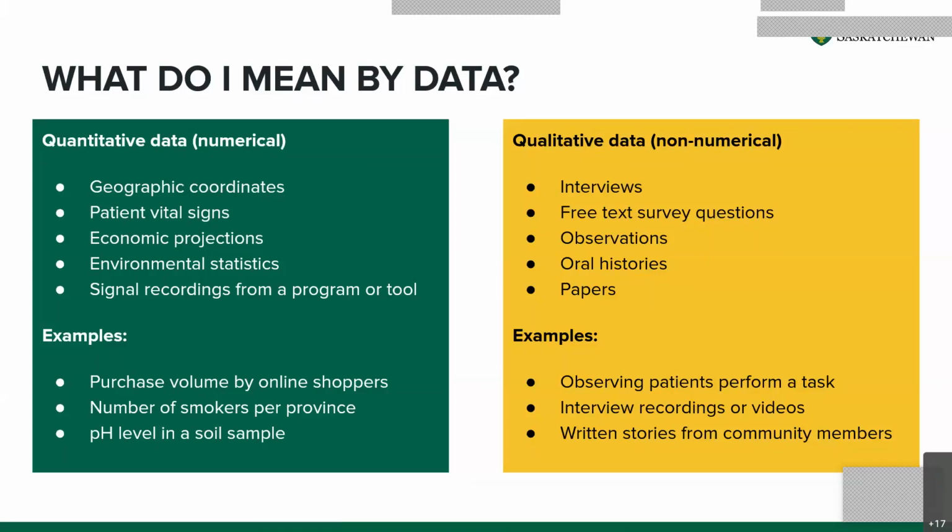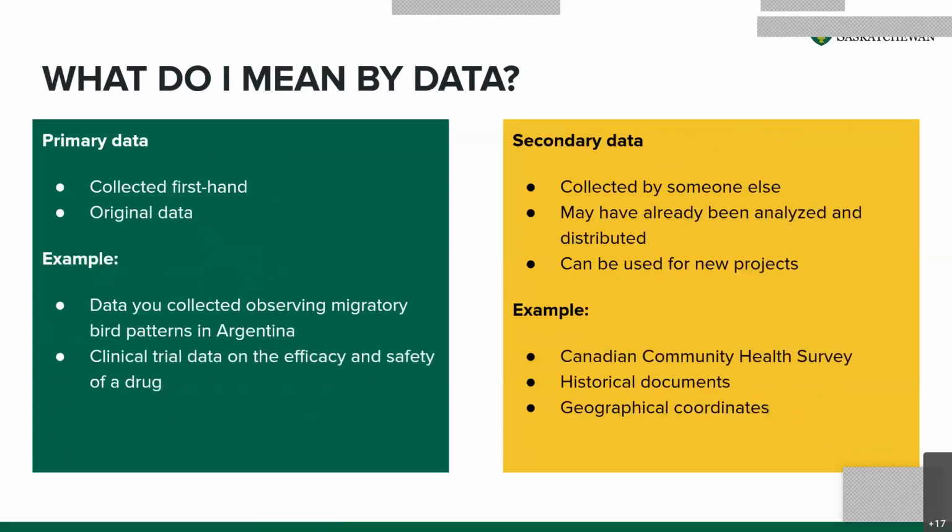And this makes up a lot of what is produced over the course of a research project. We can also think of data as primary or secondary. So primary data is something that you personally have collected firsthand. It's original, it's never been collected before, and I've provided some examples there.